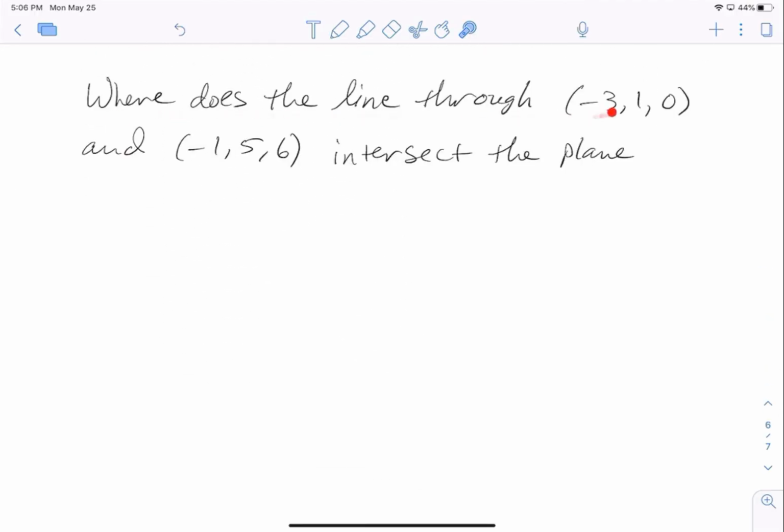Next up, we're going to find where the line through negative 3, 1, 0 and negative 1, 5, 6 intersects the plane 2x plus y minus z equals negative 2. The idea here is that we have a plane and a line. The line intersects the plane. We just want to find the point where that occurs.